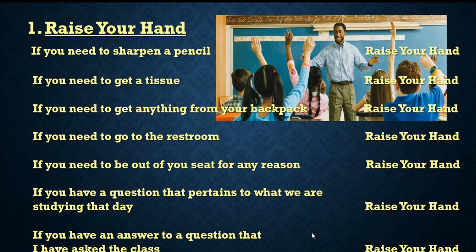Okay, and so these things will make your teacher, myself, very happy. You see the teacher up here at the front of the class, in the photo that just came up. He looks real happy. Why? Because all of his kids got their hands raised. He's asked a question, they all know the answer, and they raised their hand and waited for him to call on them. And that makes the teacher very happy.